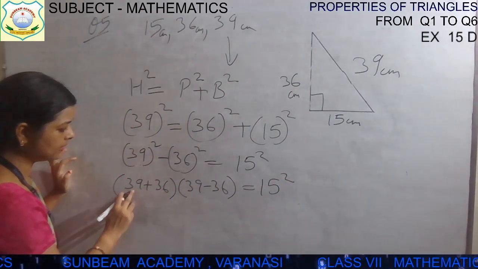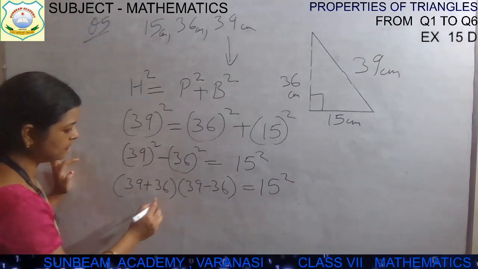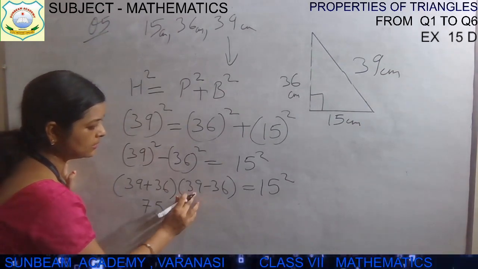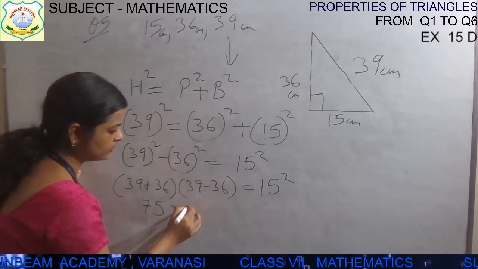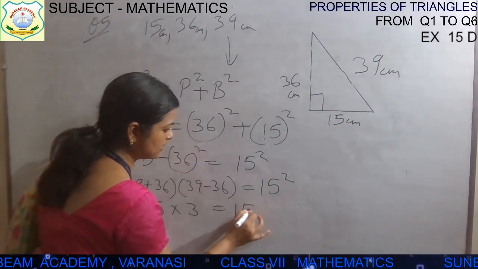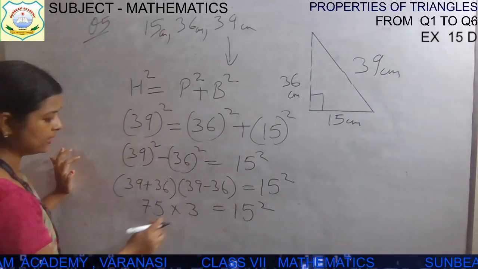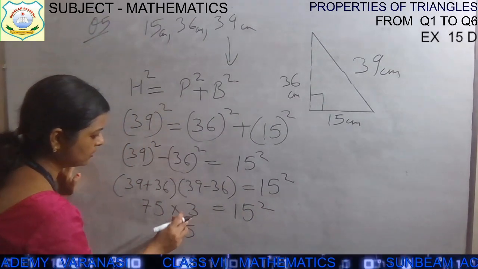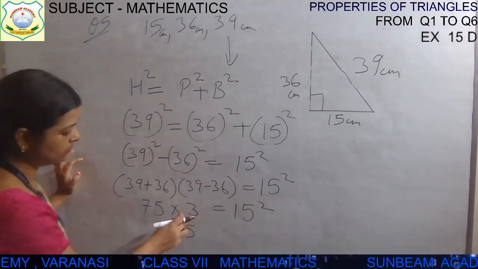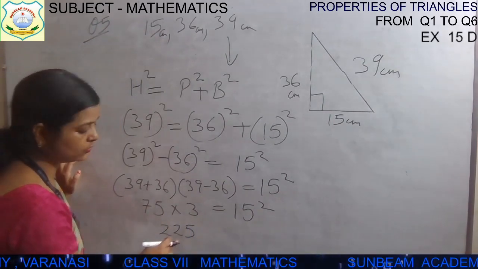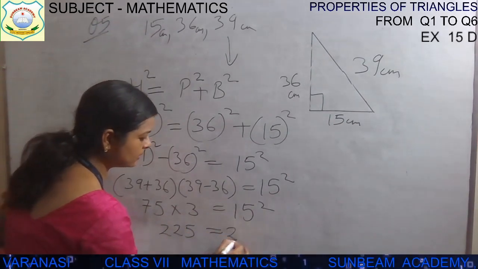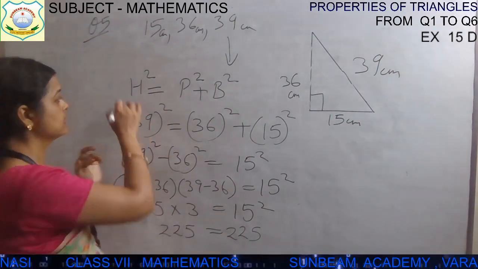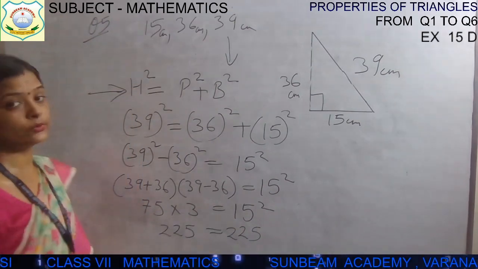Now 39 plus 36. So 9 plus 6 is 5, 3 plus 3, 6 and 7. 75 into 39 minus 36 is 3. Okay, this is 15 का square. और 75 into 3 is 225. 3 5 जब 15 बचेगा 1, 7 3 जब 21 और 1, 225. And 15 का square भी कितना होता है बेटा? 225. LHS is equal to RHS. Hence our Pythagoras theorem satisfied.